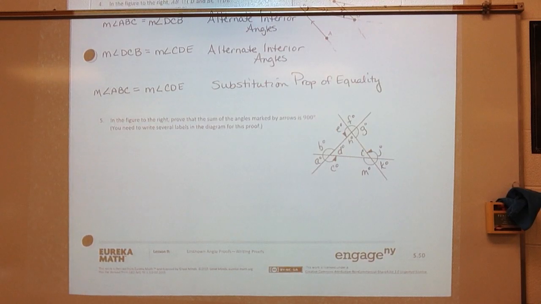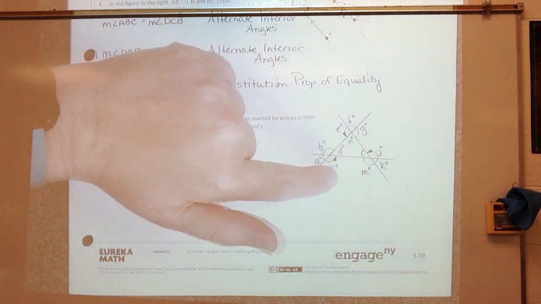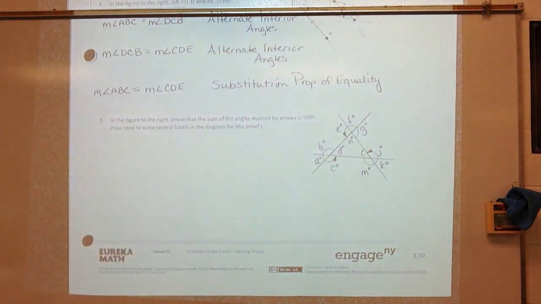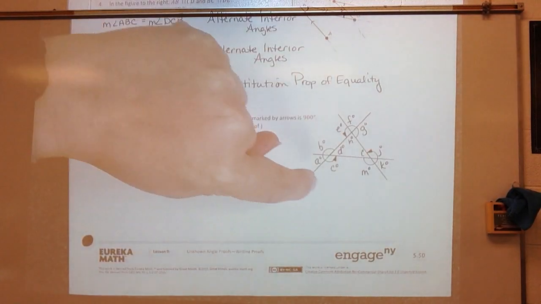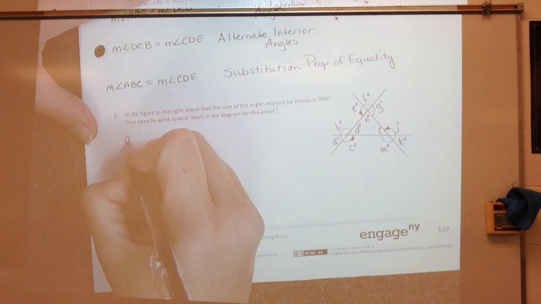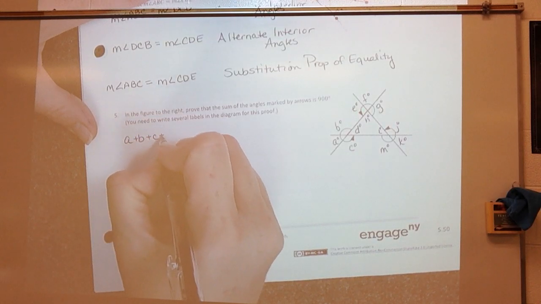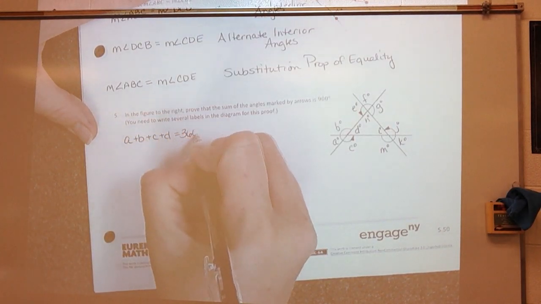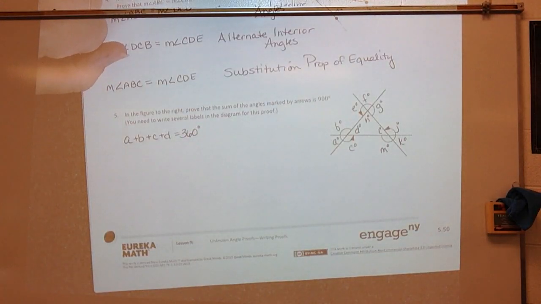All right, so what do I know? Look at this, guys. This arrow tells me something. That means all these angles come at a point. Going back to when we were talking about construction, what do we know about angles that come to a point? They equal 360 degrees. So, I know that A plus B plus C plus D is equal to 360 degrees. All right? Angles at a point sum to 360 degrees.